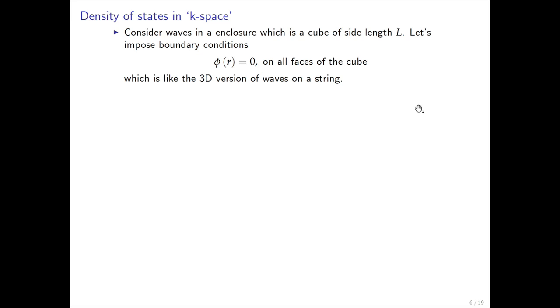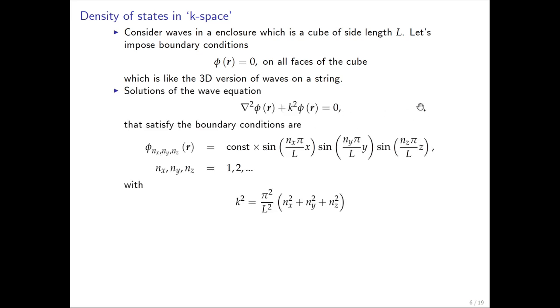This calculation can be repeated for 2D and 1D. We'll do the 3D version. We might have the 2D version later, or in tutorial or assignment, or so forth. But in 3D, we'll need solutions of this equation, and I'll just give them to you. These are the solutions that satisfy the boundary conditions here, and they have this form. It's a constant times a product of sine functions with these variables in x, y, and z.